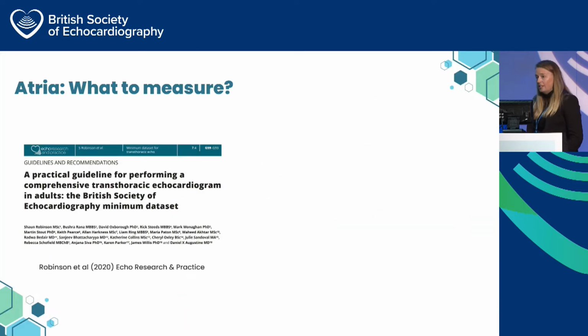I'd like to start with the atria and what to measure. As other speakers have done today, I'm drawing your attention to this guideline, the latest British Society of Echo minimum data set. It's on the website and it's open access. There is no excuse not to have read it and to have started to think about implementing it in your department. As far as the atria are concerned, there are 3 key things that we need to be including in every single report that we do.